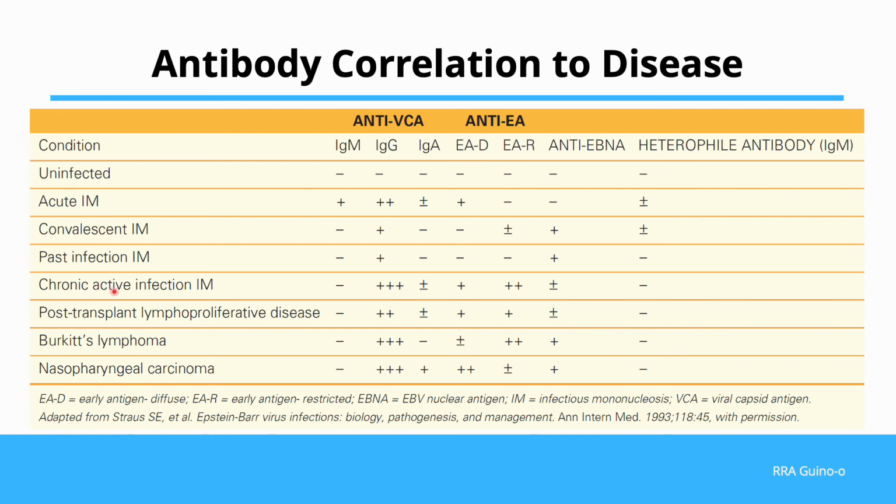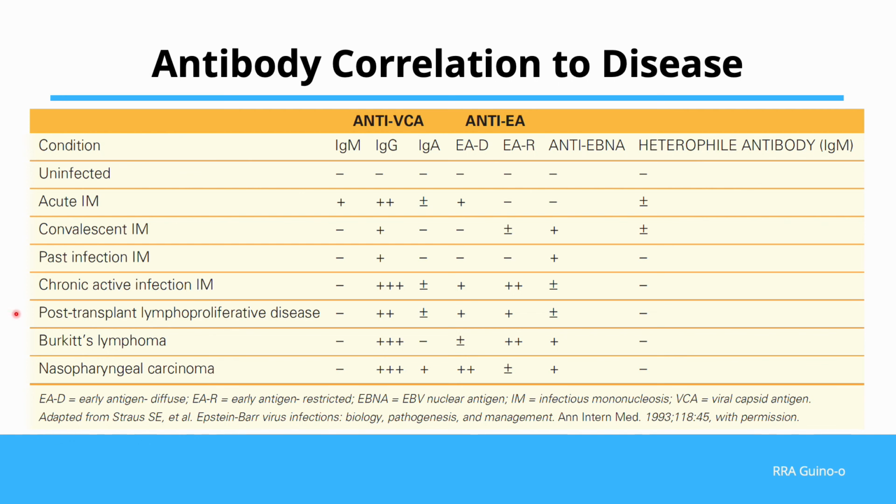Next, we have our chronic active infection of infectious mononucleosis. This is a rare complication in very few patients in which the EBV virus does not go away or does not reach its latent phase. And here this is characterized by a very high IgG anti-VCA level, variable IgA anti-VCA, and positive anti-early antigens. Both EAD and EAR have antibodies against them. You also have a variable result for anti-EBNA and negative heterophile antibodies. Currently, it is not known why some patients experience chronic active infectious mononucleosis.